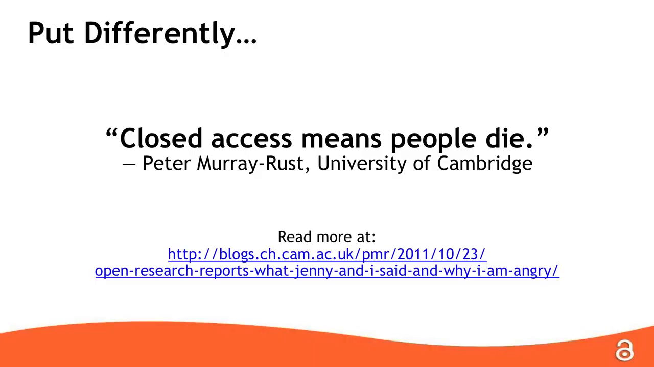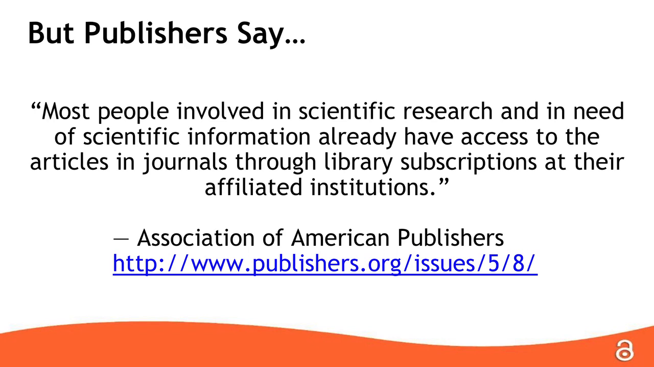So, putting all of what I just said differently, closed access means people die, as said by chemist Peter Murray-Rust. Okay, if that sounds a little too apocalyptic, let me read a little bit more from his essay on it. He says, if a doctor, a patient, a planner, an engineer cannot read the appropriate literature, then they make suboptimal decisions, and that means people die. So the balance is, if we want a closed access publishing system, then we have to accept that the price is people's lives. But the publishers say that everybody who needs access to research articles already has access.